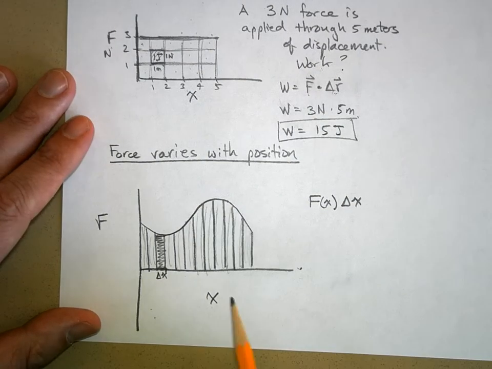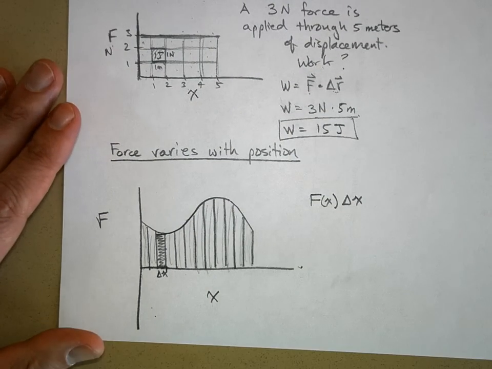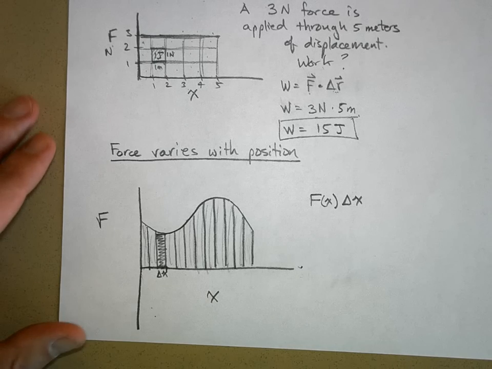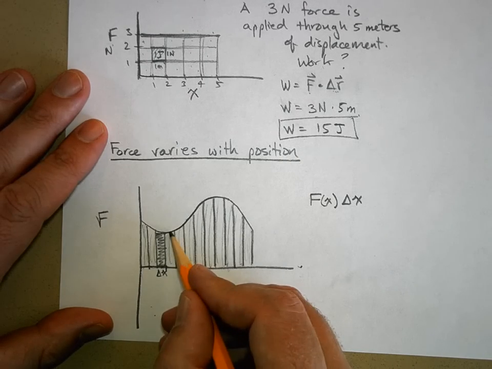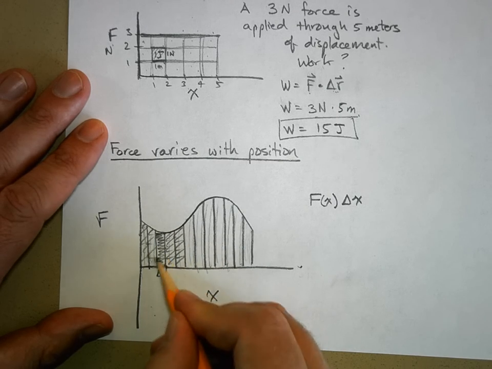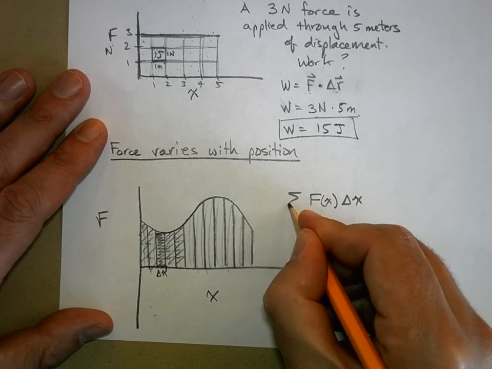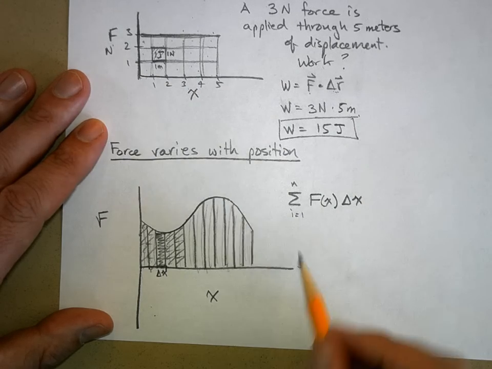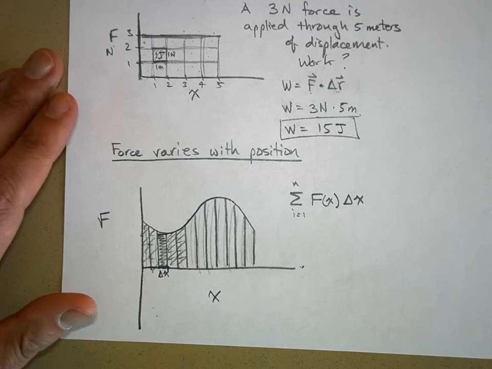And again, we're doing a simplified version of this. We are going to assume that the force and the displacement are all in the same direction. We're going to ignore the dot product part of it for right now. We'll come back to it. And what we're going to do is sum all these rectangles. And n is the number of rectangles we're going to add up.